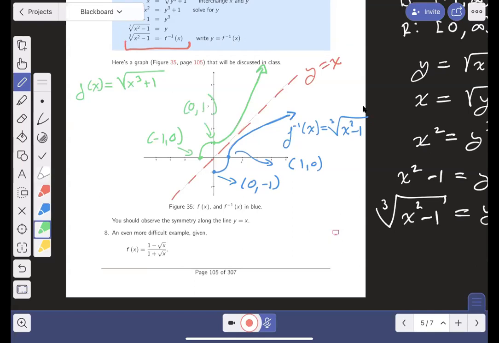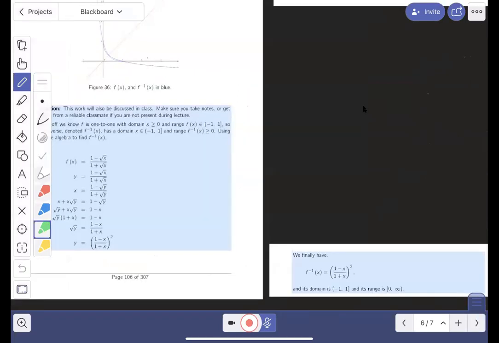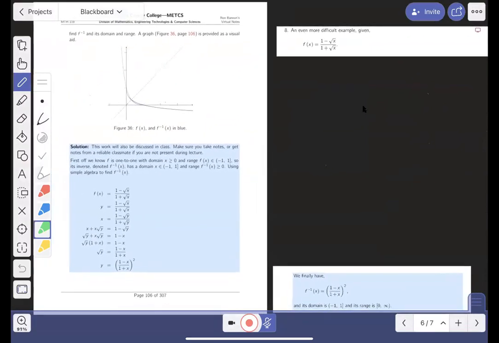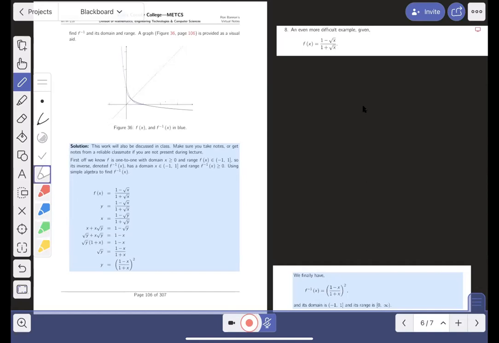All right, let's go to number 8. And number 8, I think, is on the next page. It says it's a tough problem. It does. It says even a more difficult problem. Well, I'm going to go through it with you. And I'm not claiming that you're going to be able to do it completely, but I'd like to think you can. So f of x is equal to 1 minus the root of x over 1 plus root x.